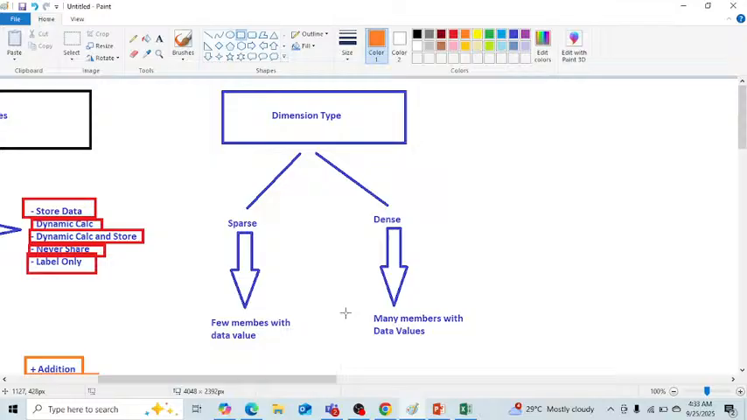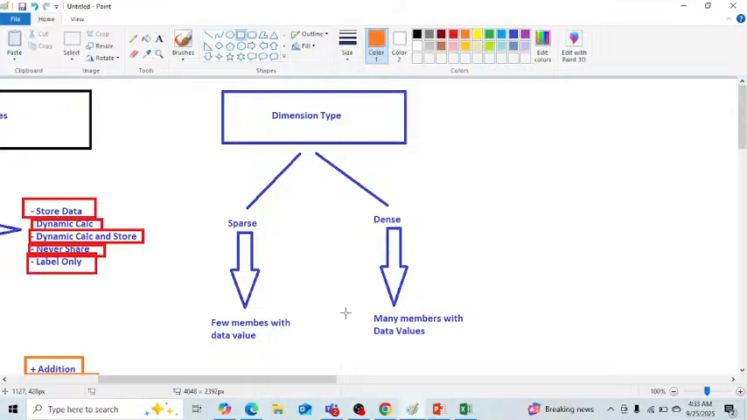As we know, a sparse dimension has few members with data values, and as far as dense is concerned, it has many members with data values. It's a small but important difference that we have to keep in mind to operate the instance in a better manner, so that all planning and forecasting is done smoothly by the professionals.